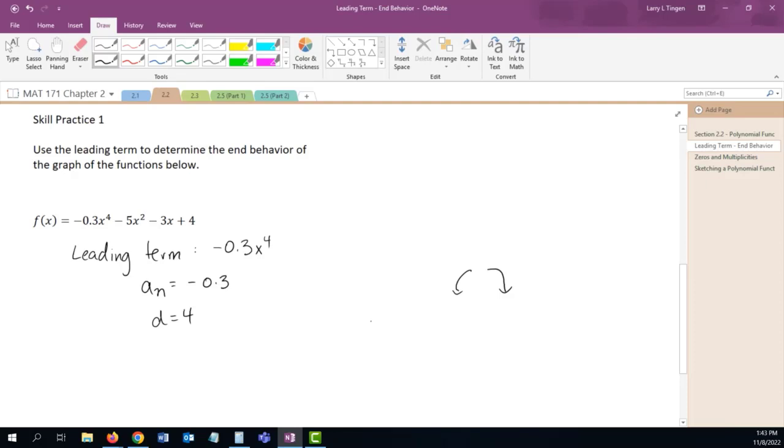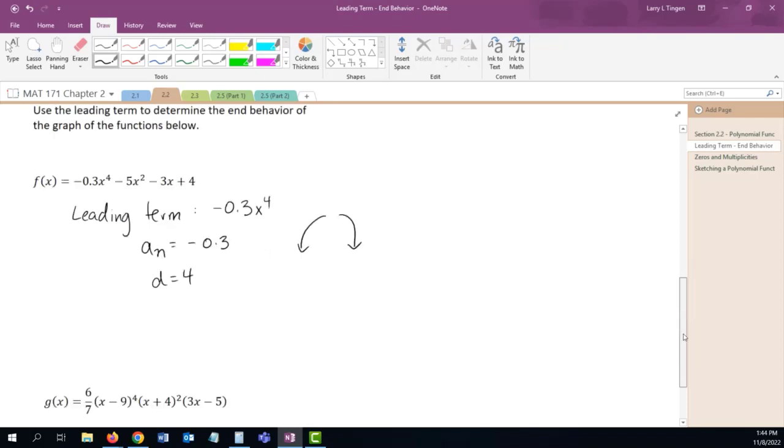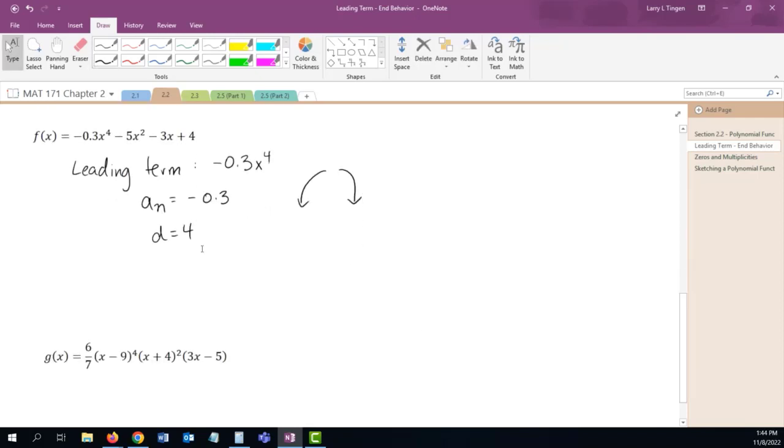I can't go to positive infinity because I'm taking in some large positive number, raising it to the 4th power, and then multiplying by a negative, which is going to make it dive for negative infinity. All right, so what's my end behavior? It looks like that. And then lastly, g of x.